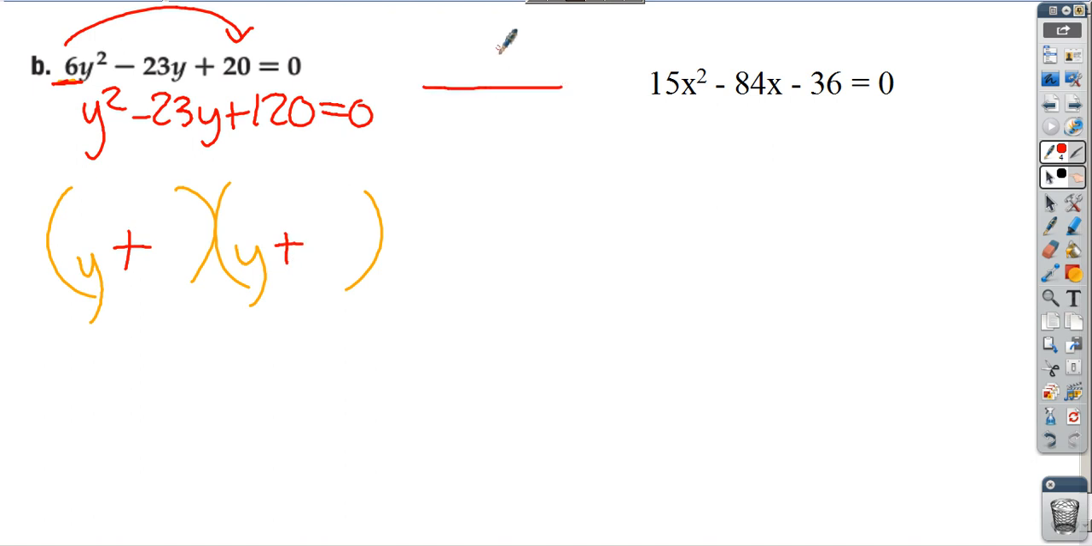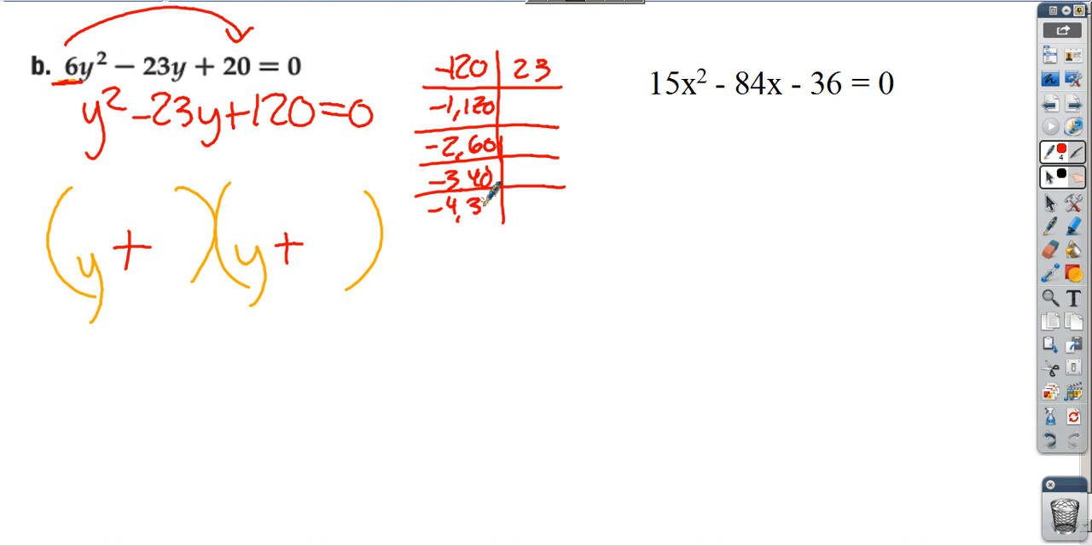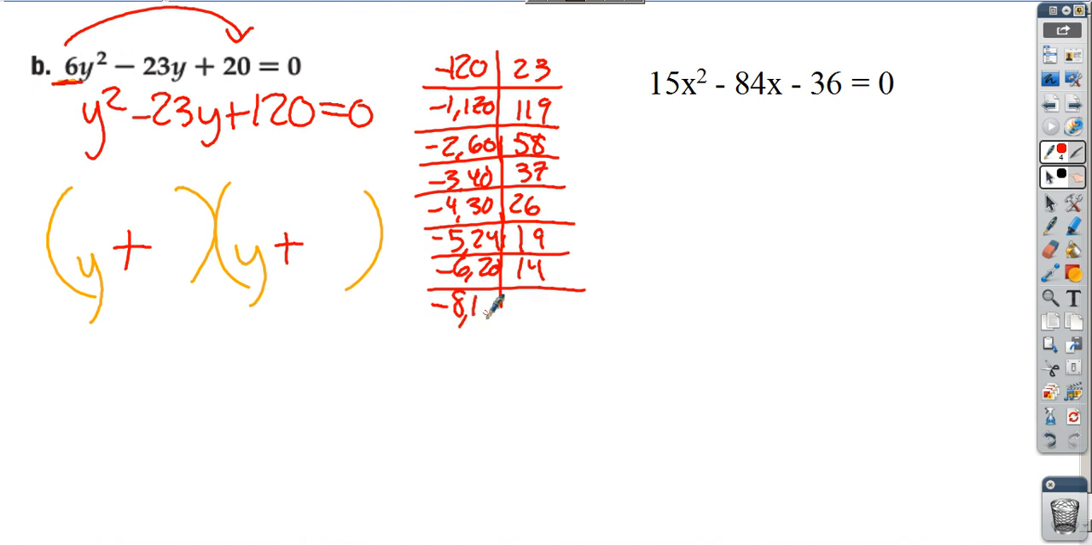If you made your table, if you made your chart, and you went down the list looking for these numbers, these are the things that multiply to 120. None of these work right here. If you add them all together, none of them end up working until you get down to 5 doesn't work either, 6 doesn't work, those add to 19, 6 times 20, when you add those you get 14. It finally works when you get down to 8. Oh, I'm sorry, there's actually a mistake right here.